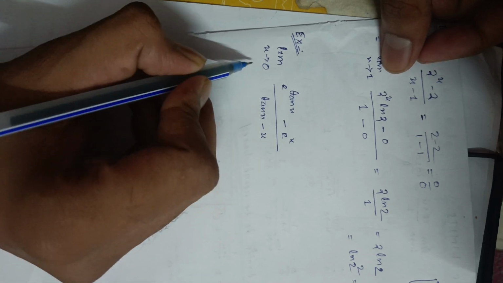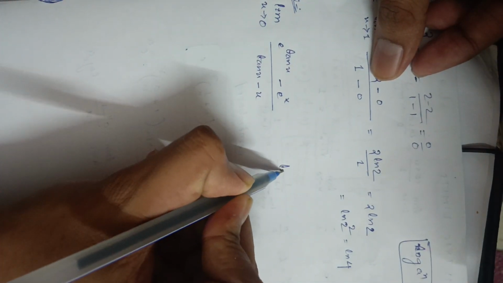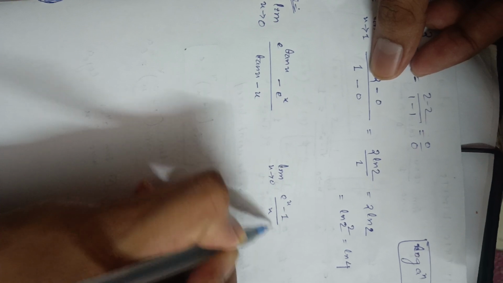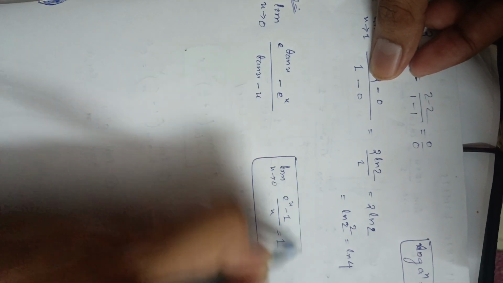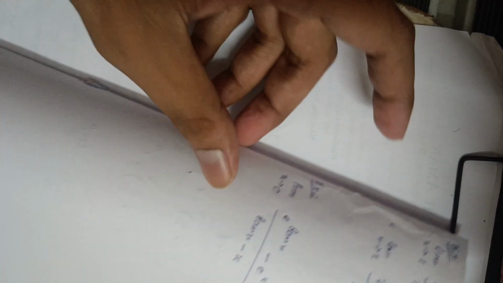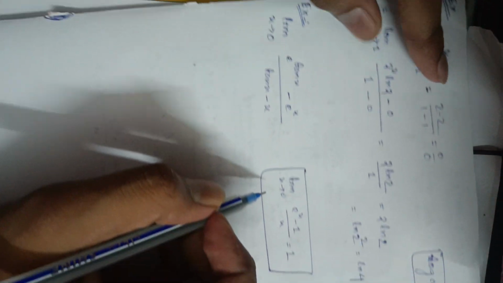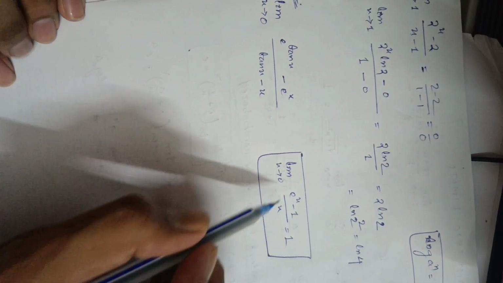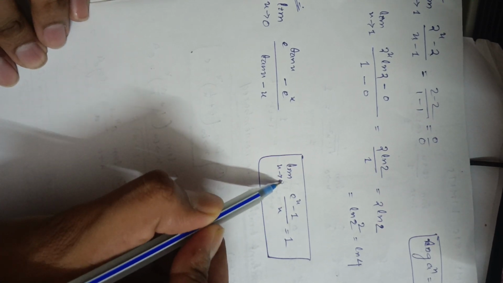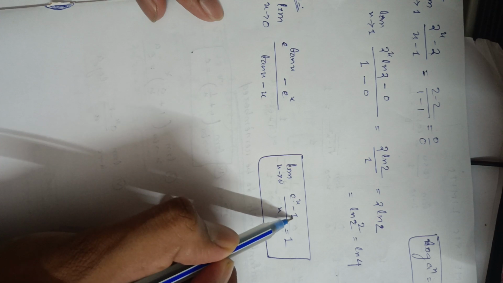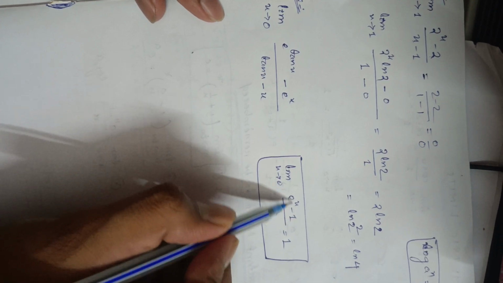For example, as we know, the limit as x tends to 0 of e to the power x minus 1 divided by x is equal to 1. You know this, as I told you before. You must think about how it is derived. If you put 0 in place of x, it will become e power 0, which is equal to 1, and 1 minus 1 is equal to 0.